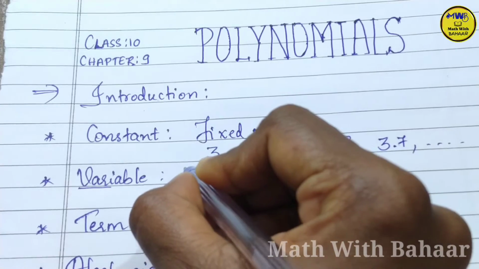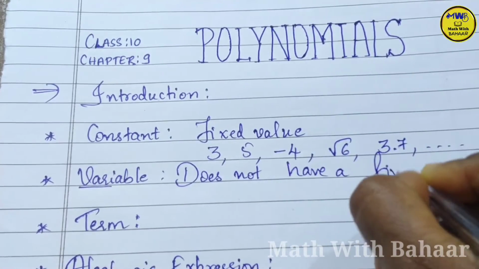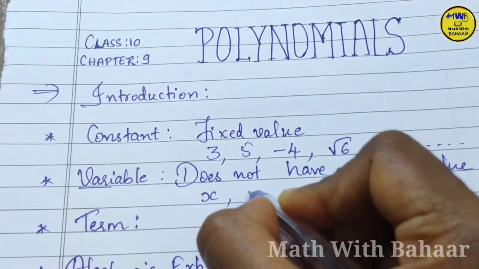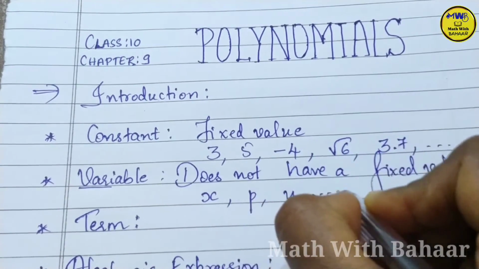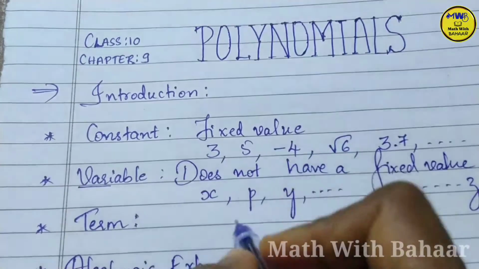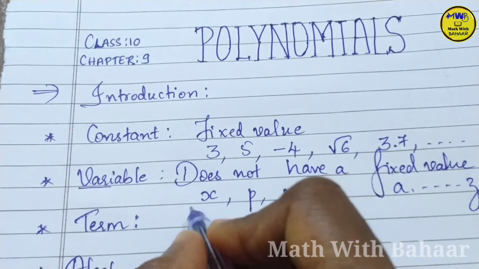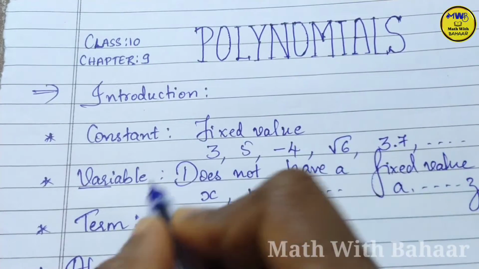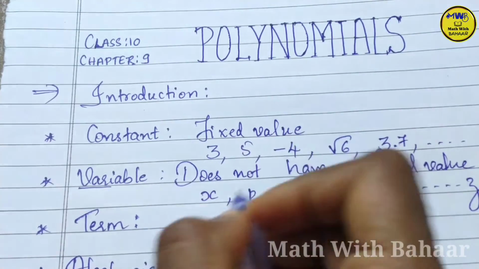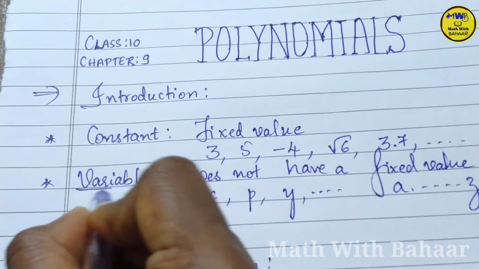A variable is a symbol that does not have a fixed value. Let's say X, P, Y and so on. Any letter from A to Z, you can consider as a variable because here we can assign the value for X. In different problems, X will be equal to 4, or X can be assigned as 5, X can be assigned as -3 and so on. So we can assign different values for this. The value of these variables keeps on changing. That is why we call it a variable.